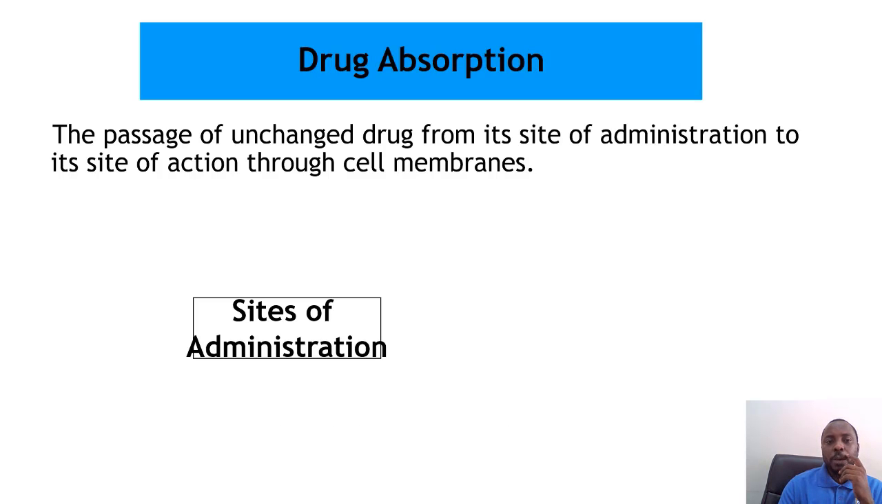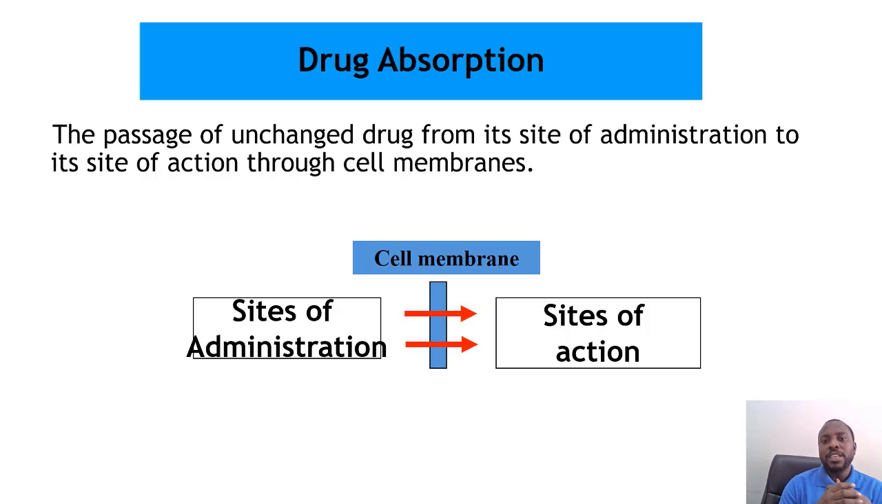Drug absorption. What is absorption? Absorption is the passage of drugs from the site of administration to a site of action through cell membrane. But other books will say absorption is the movement of drug from the site of administration toward systemic circulation. So the main idea is to get the drug into the systemic circulation. Once the drug gets into the systemic circulation, it is then distributed to the site of action. So absorption is the passage or movement of drugs from the site of administration to the bloodstream, so to the systemic circulation. So that is what absorption is.